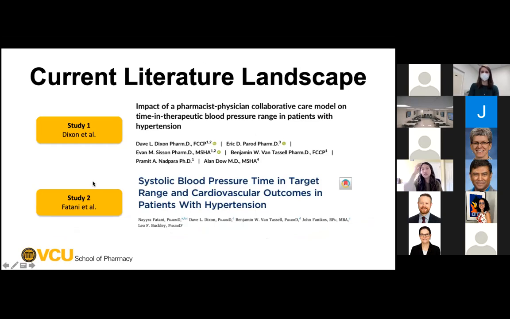So the current literature landscape. The idea of the study came from 2 separate studies. Both involved our very own Dr. Dixon, who's on the call right now. The first one, I'll be referring to as study 1, is titled The Impact of Pharmacist-Physician Collaborative Care Model on Time in Therapeutic Blood Pressure Range in Patients with Hypertension. And the second study, I'll be referring to as study 2, or Fatani et al., was titled The Systolic Blood Pressure Time in Target Range and Cardiovascular Outcomes in Patients with Hypertension.